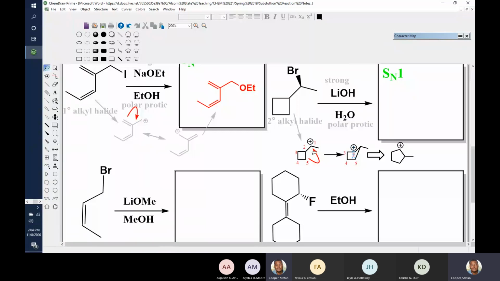Because the bond broke between 2 and 5, well, 2 used to have a bond to 3, 1, and 5, and there was an H there. But now it only has one H and a bond only to 3 and 1. No bond to 5. That's why it gained a plus charge. Carbon 1 used to only have bonds to 2 and this methyl group here, but now it has a bond to the methyl group, 2 and 5, so it does not have a plus charge anymore.